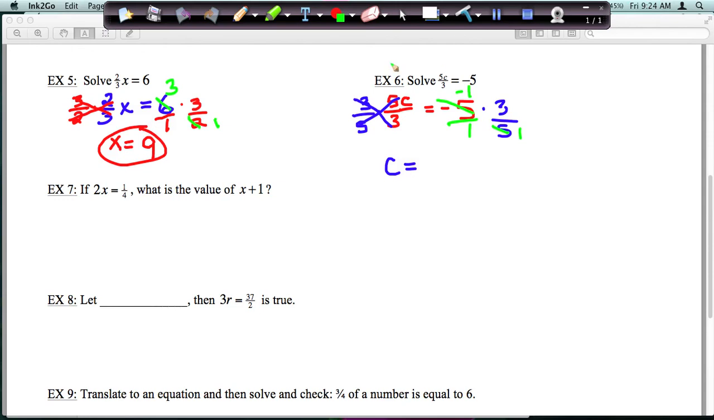So you now go ahead and do the multiplication. Your numerator, you have -1 times 3, which is -3. And in the denominator, 1 times 1, so I don't need to write that. So c equals -3.